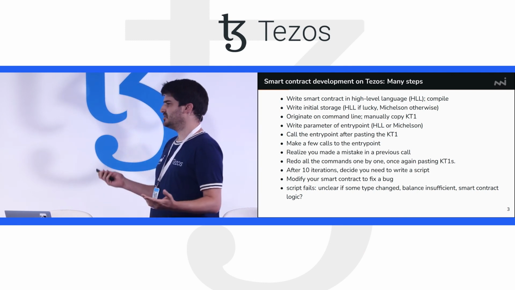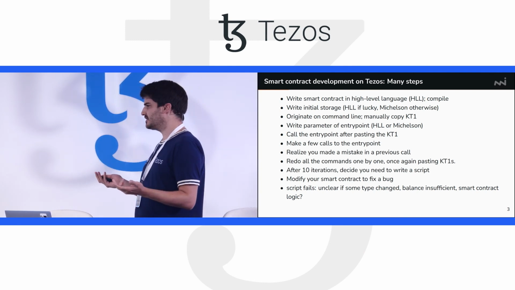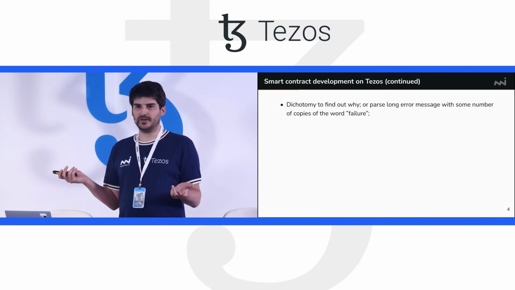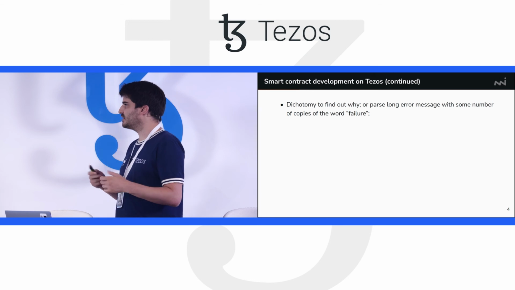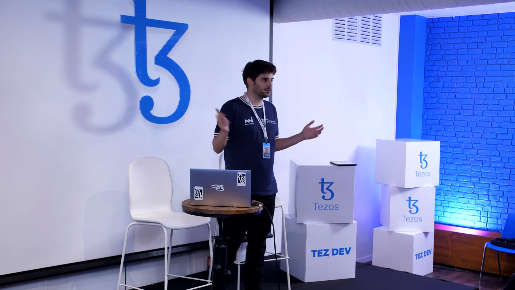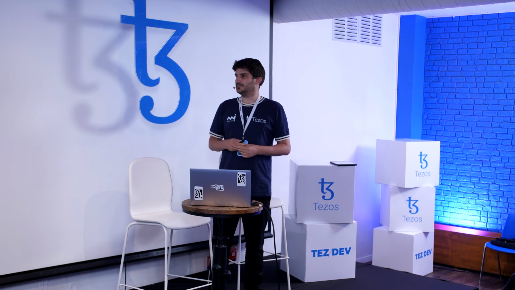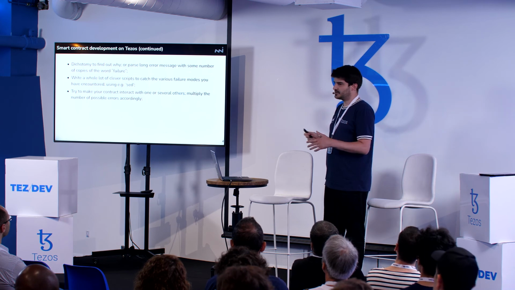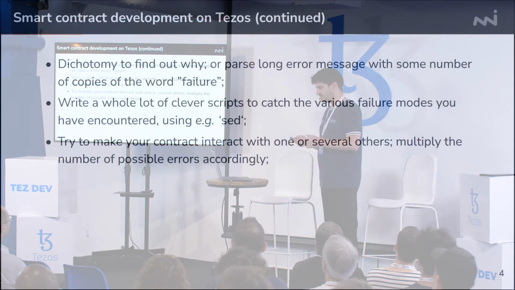And then you don't know: is it because I changed some type in my contract? Is it because the balance is insufficient? Is it because of the smart contract logic? So of course you do a dichotomy to find out why did my script fail, and you parse a really long error message with some numbers of copies of the word failure in it. And so you write a whole lot of clever scripts to catch the various failure modes you have encountered. You use sed, all kinds of hackish tools, and you try to make your one contract interact with several other contracts, and this, of course, multiplies all the possibilities of errors.